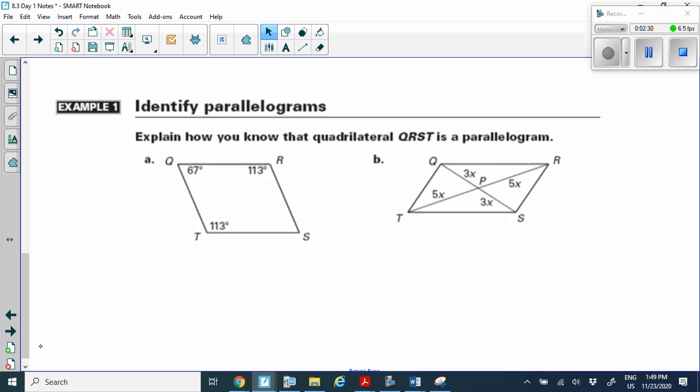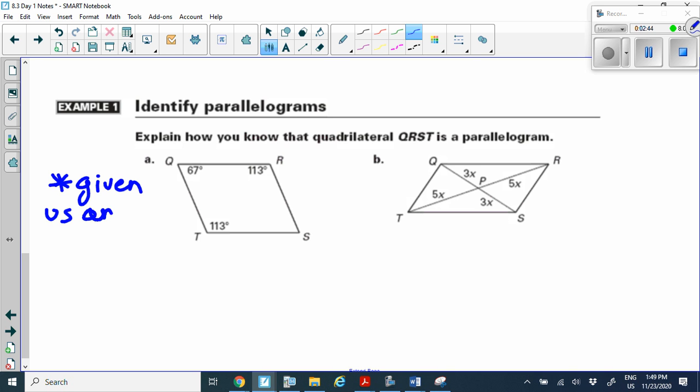Identify our parallelograms. Explain how you know that the quadrilateral QRST is a parallelogram. Now let's look at A. Notice here that they have given us angles. So we will have to use what is presented on this picture to show that this is a parallelogram. Now, we have only 3 out of the 4 here. So we need to find what is that angle S.